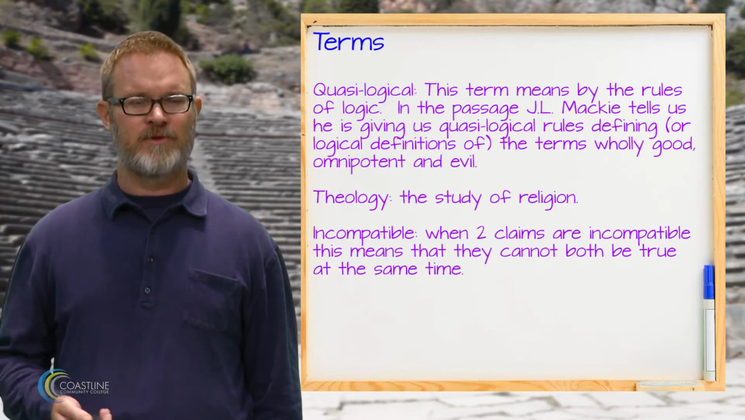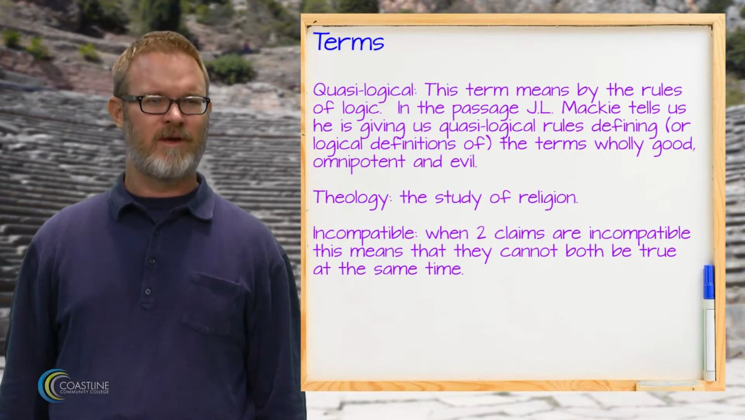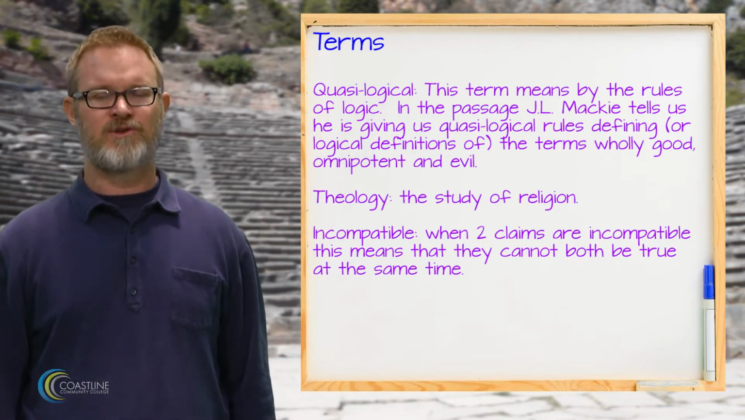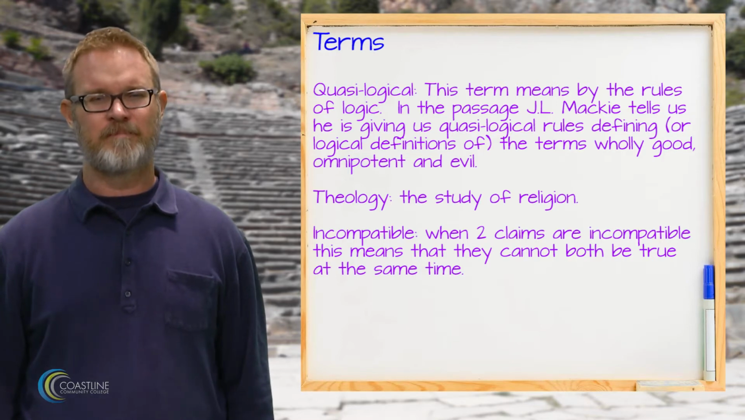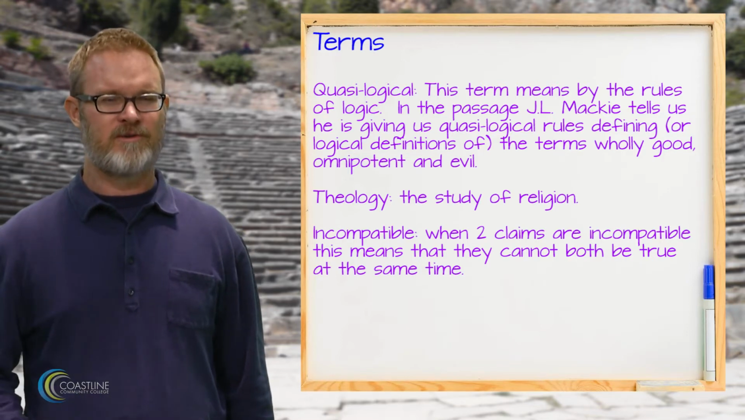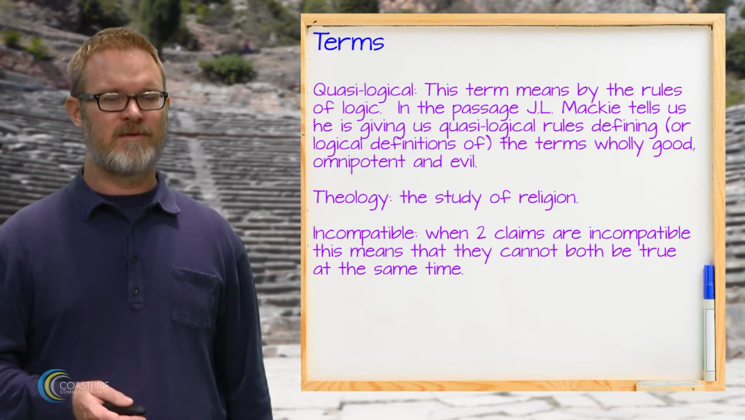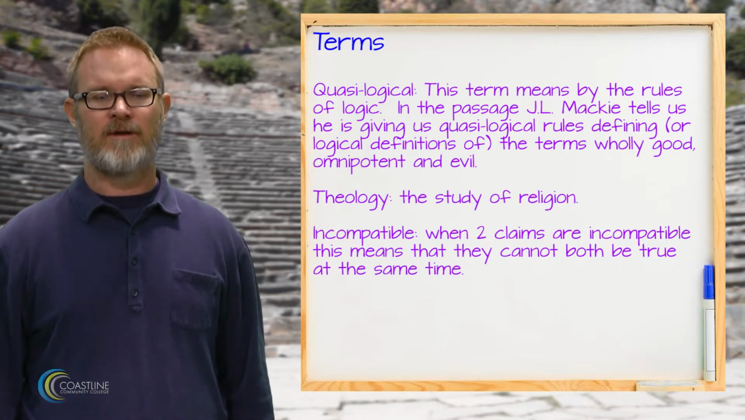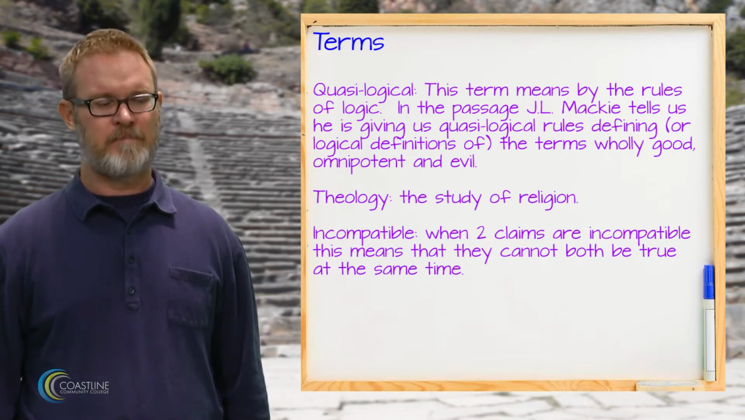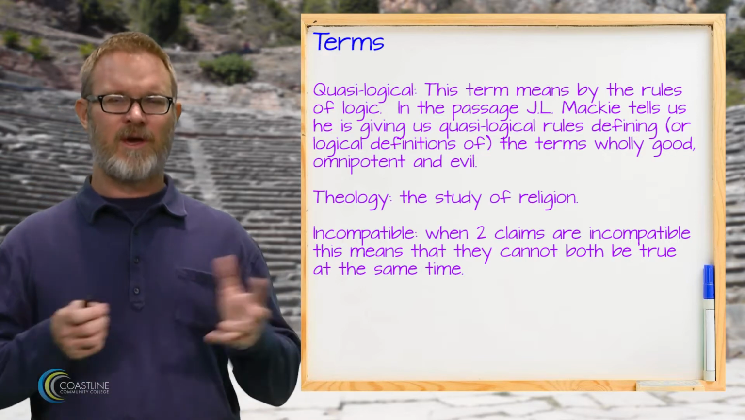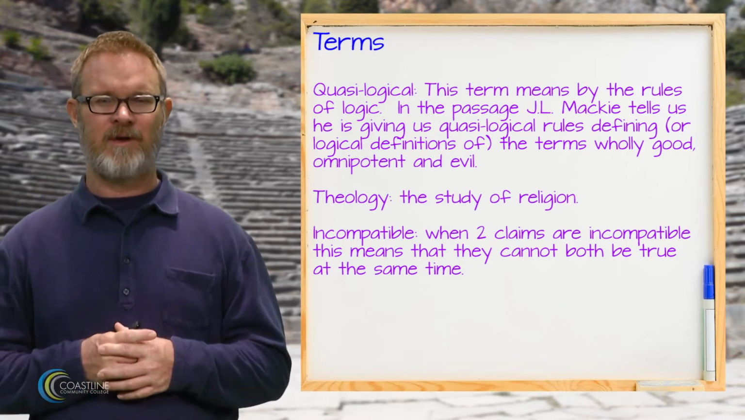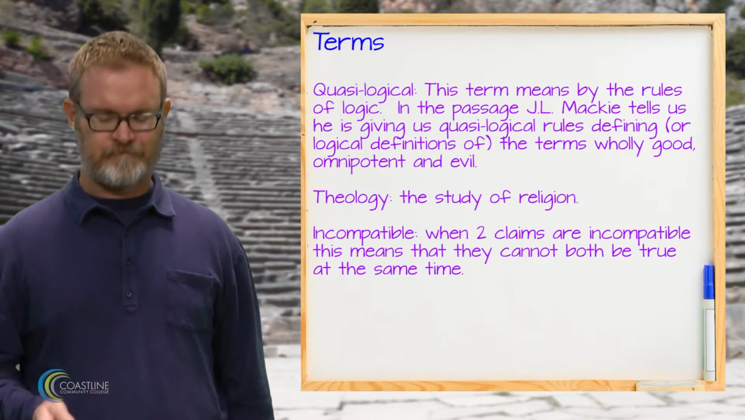The next couple of terms: he uses the word theologian in there. Sometimes my students have a tough time with that one. A theologian is just someone who studies religion, and theology is the study of religion. The last one is he uses at the very end of the passage the word incompatible. Just to be clear about that one, incompatible most simply means doesn't go together. But the technical way to put it is that when two claims are incompatible, they both cannot be true at the same time, right?